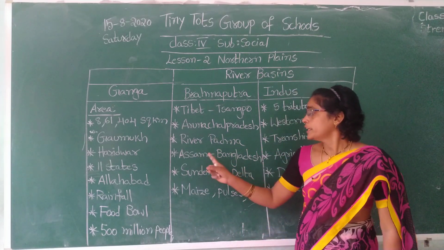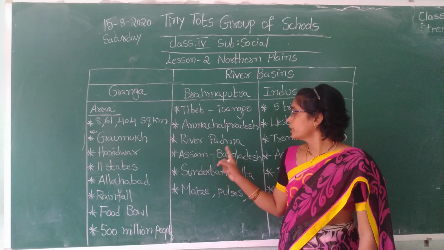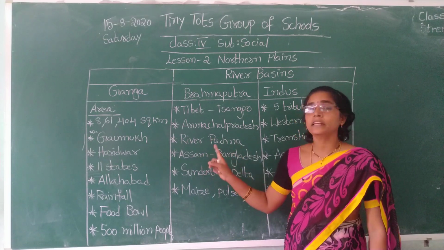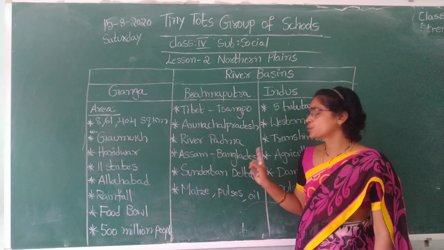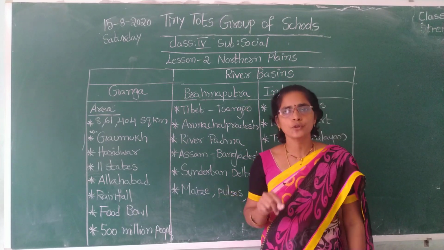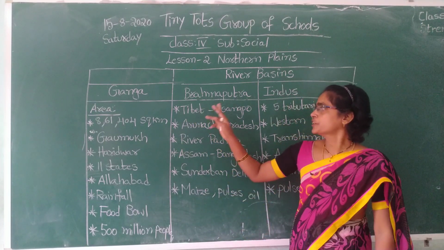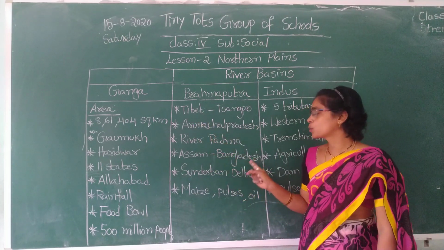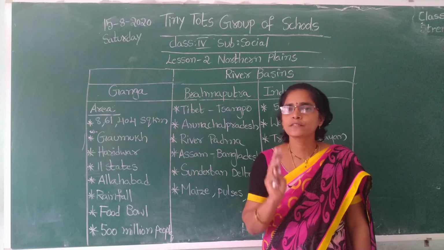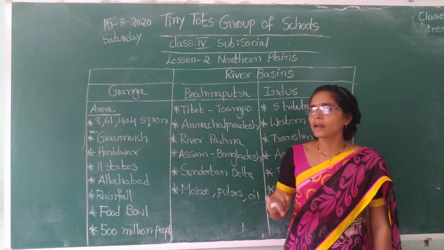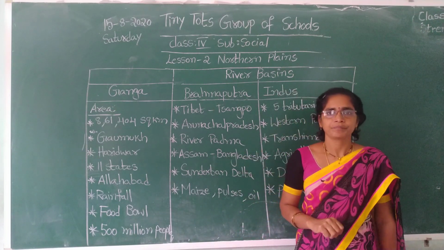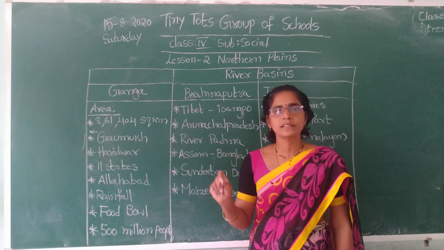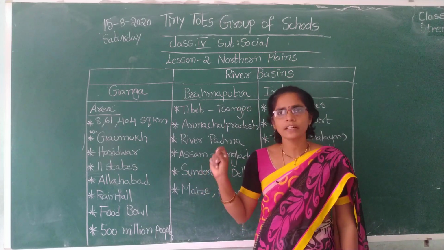Okay, so it is joining with river Ganga's distributary river Padma in Assam, and after that it is going to Bangladesh. So first it originates in Tibet, then it flows in India, and then it goes to Bangladesh. So it is flowing in 3 countries: Tibet, India, and Bangladesh. Already I told you it is joining with the river Padma, which is the tributary of river Ganga.